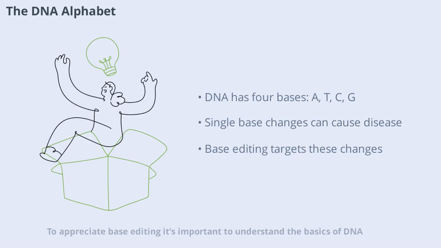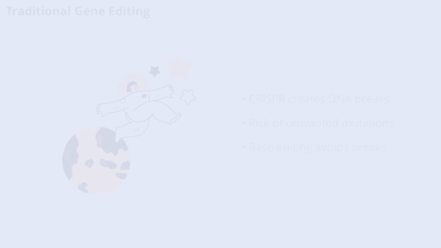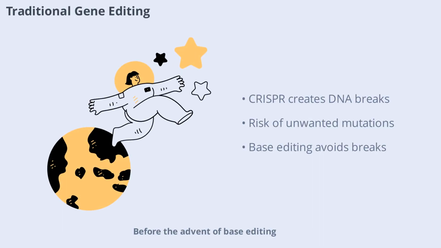To appreciate base editing, it's important to understand the basics of DNA. DNA is made up of four chemical bases: adenine (A), cytosine (C), guanine (G), and thymine (T). These bases pair up in specific ways to form the genetic code that determines how our bodies function. Even a single change in this code can lead to significant effects, sometimes causing genetic disorders. Base editing focuses on correcting these single-letter mistakes, offering hope for treating a wide range of diseases at their genetic roots.